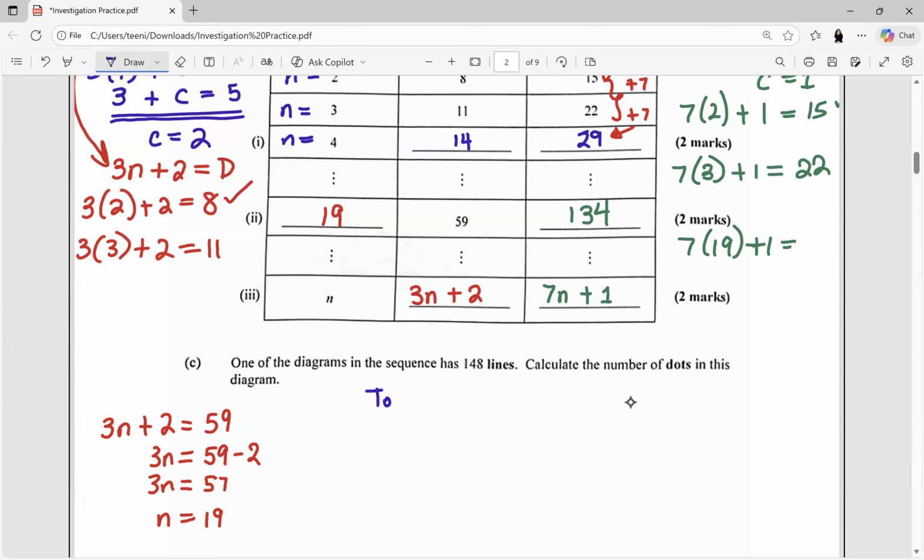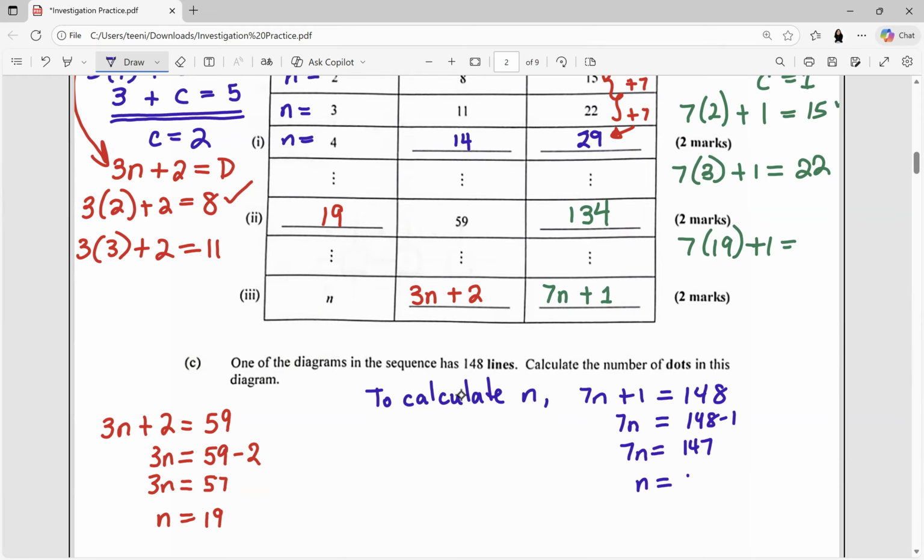So first thing we do is calculate n, or to find n, we need to substitute this 148 into the equation, right? So to calculate n, we would say that 7n plus 1 is equal to 148 because that's the number of lines. And to get the number of lines, you use this equation 7n plus 1. So 7n is equal to 148 take away 1, which means that 7n is equal to 147.